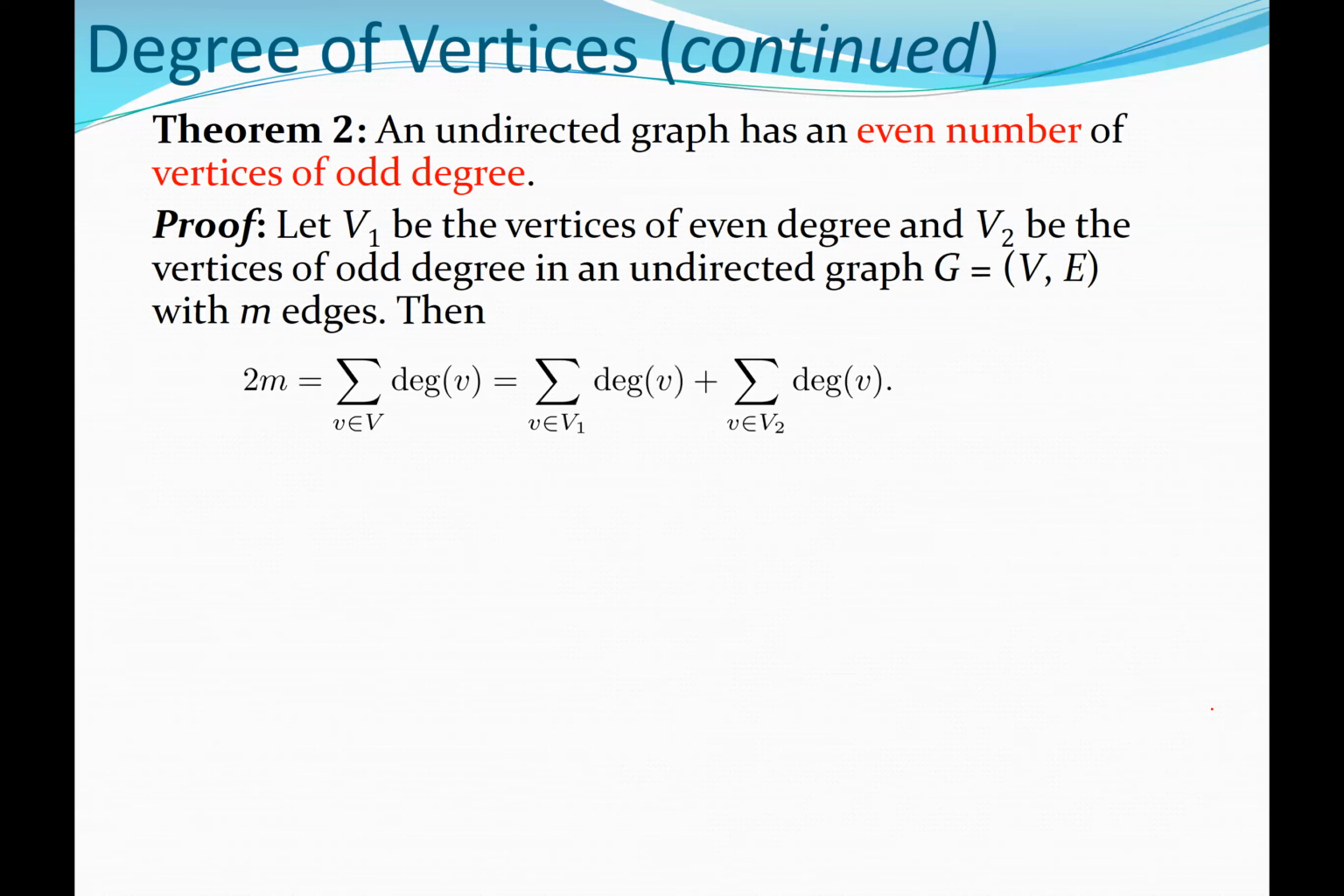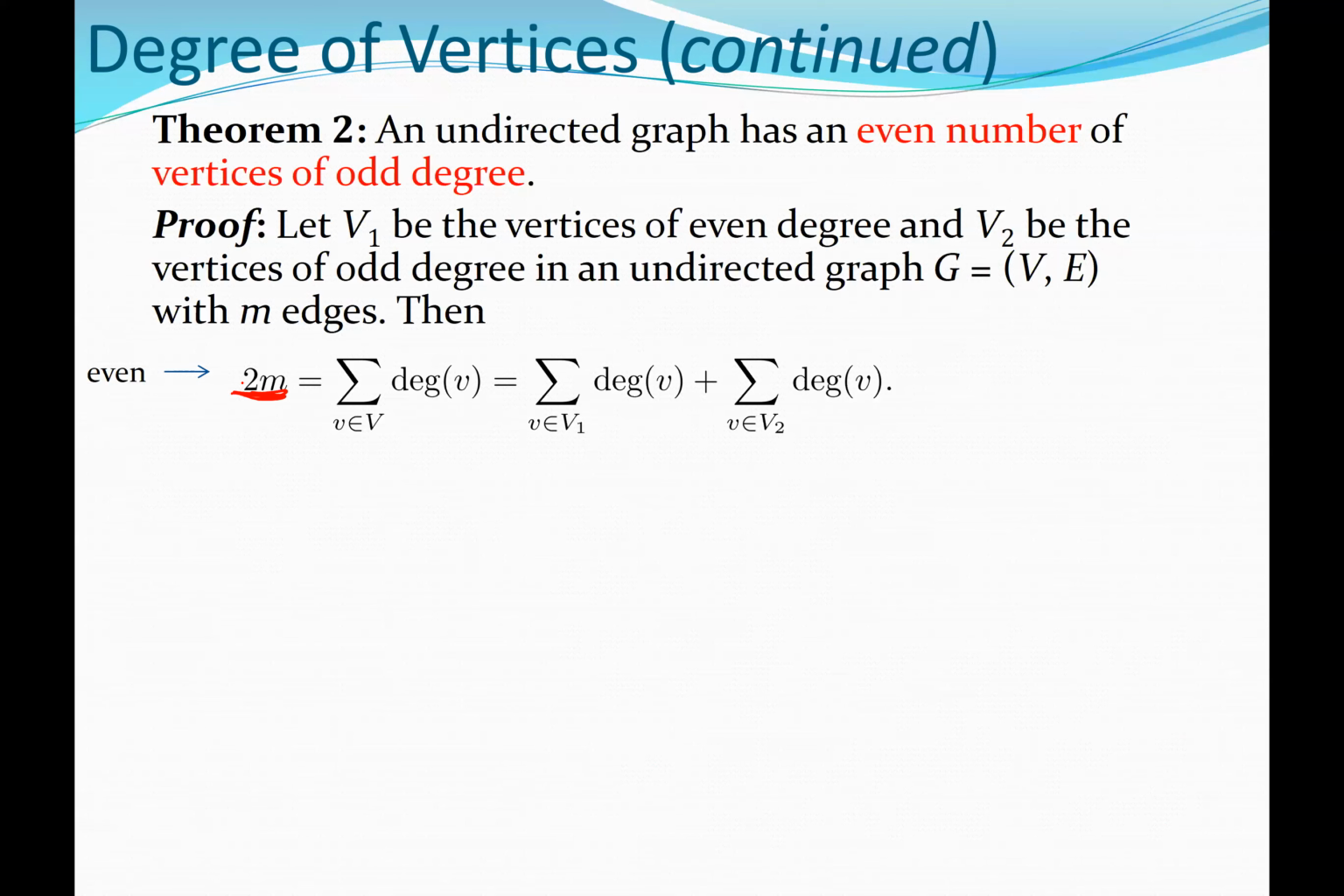So here's the deal. We start with the handshake theorem. It says 2m is equal to the summation of the degrees of the vertices in the graph. If we expand the right hand side, now I'm going to split them into 2 sets: one containing even degree and one containing odd degree. All right, so here's the deal: 2m is always even no matter what. I don't care what m equals. If you multiply by 2, you always get an even number.